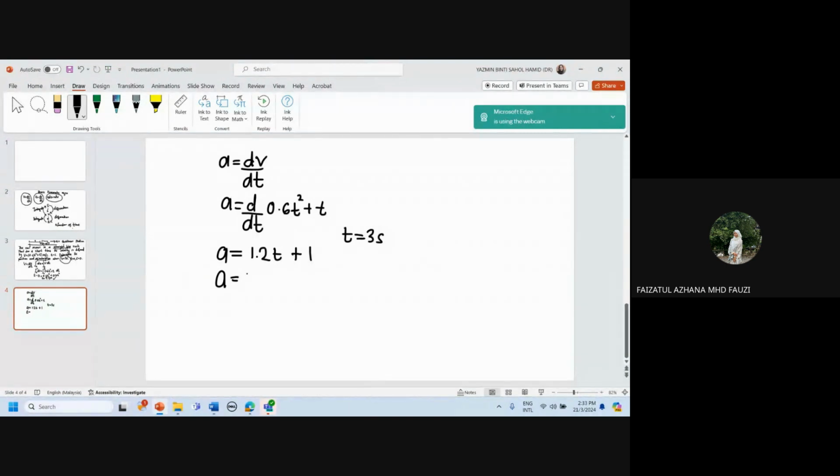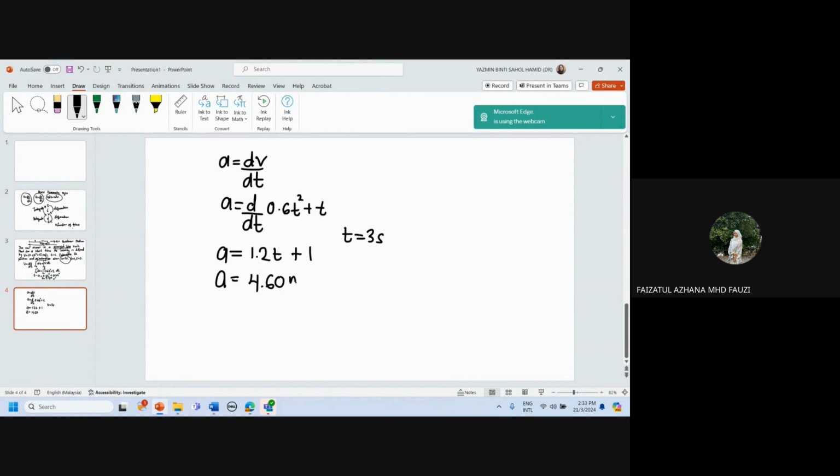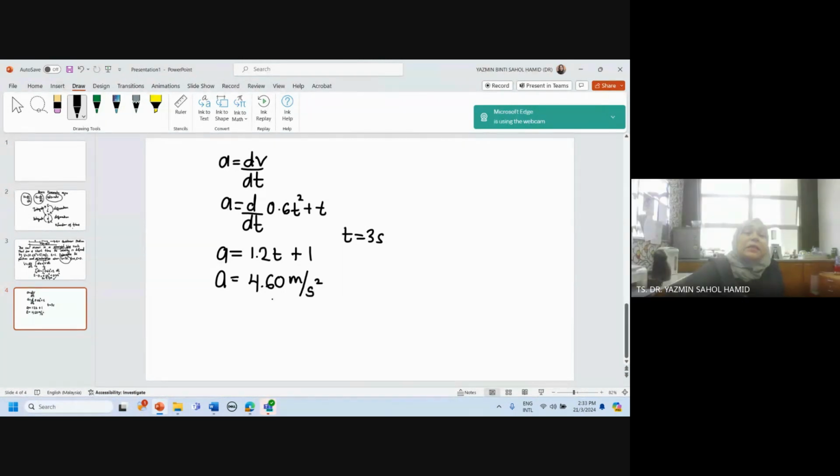4.6. Okay, 4.6 what? Meter per second squared. That's meter per second squared. Please get the formula and equation right, okay? 4.6 meter per second squared.